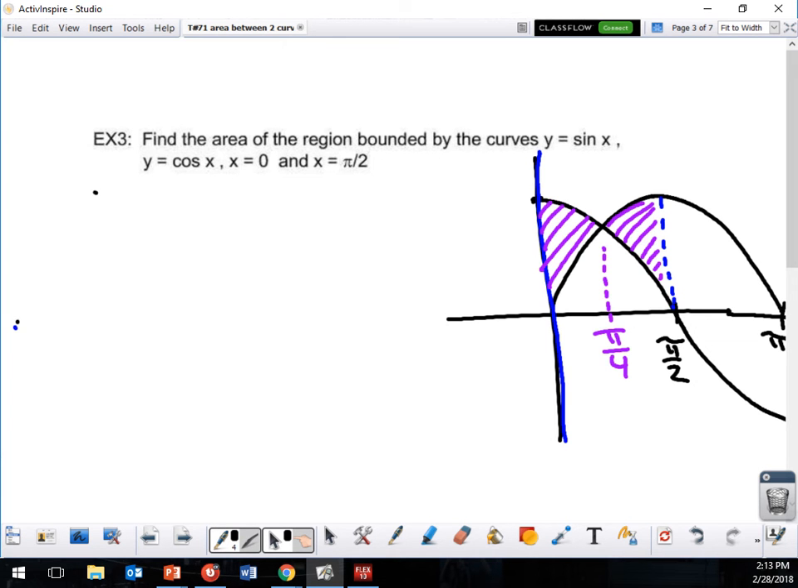So I'm going to do my integration from, because I already drew it, I was given bounds here and here. So my lower bound is from 0 to what? Pi over 4. Right? So 0 to pi over 4. And that would be my top. What was my top here? It's cosine of x minus the integration of sine x, all dx.